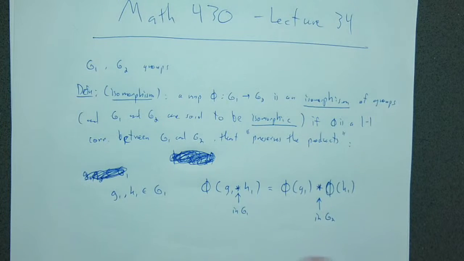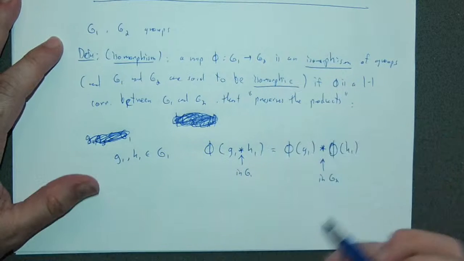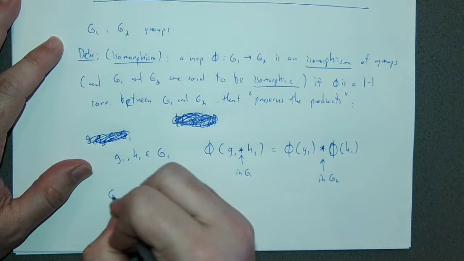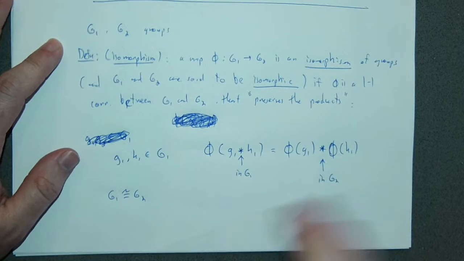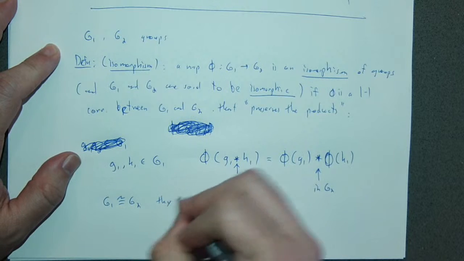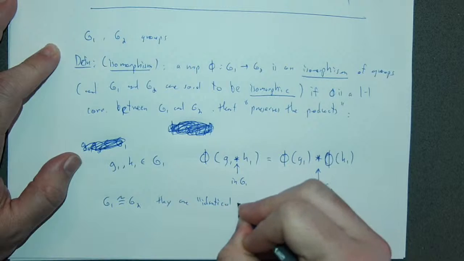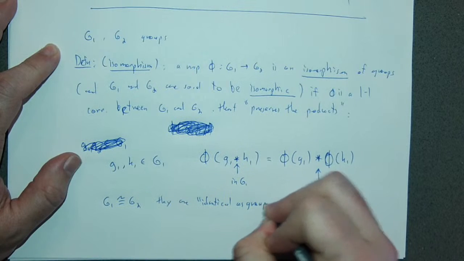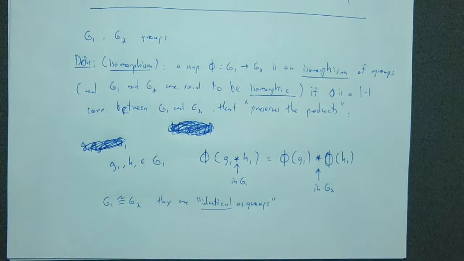Now we don't have to think about this too much right now. The point is that two groups that are isomorphic have the same group structure. So G1 isomorphic to G2, that's the symbol we even use for isomorphic. So if two groups are isomorphic, they are identical as groups. And again, I'm getting myself in trouble. What does the word identical mean? It means that one of these groups is just a relabeling of the other.